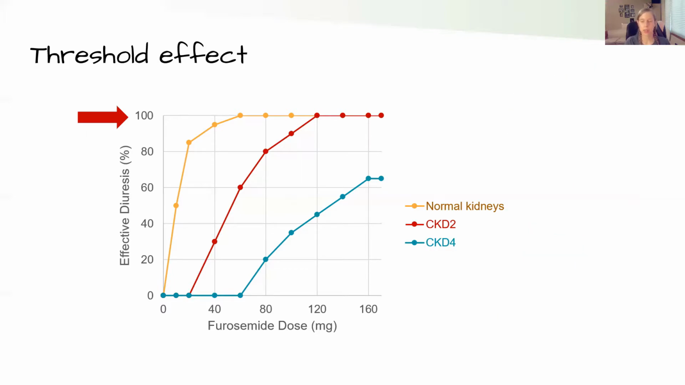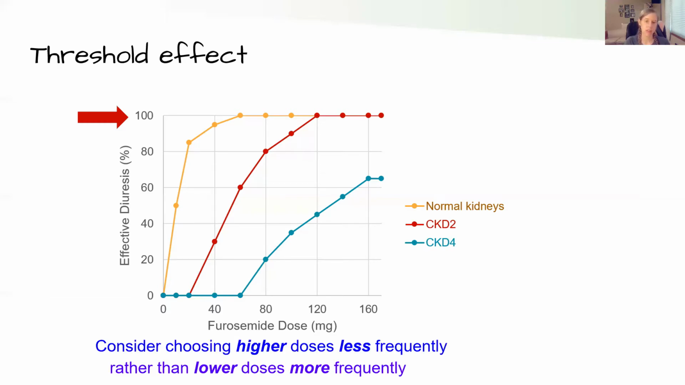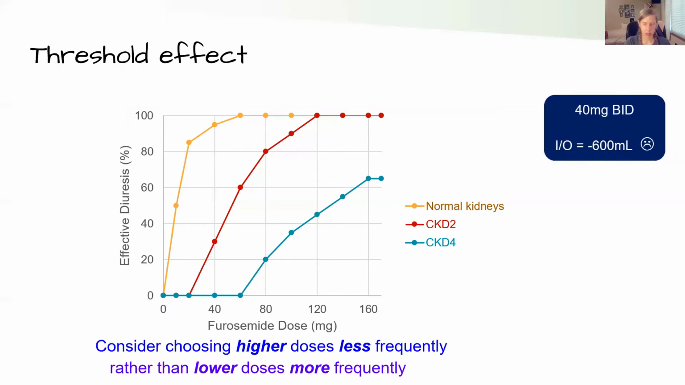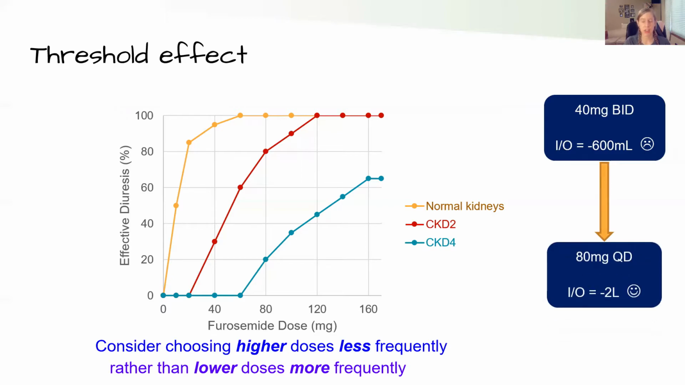It's really important to understand this threshold and ceiling effect of loop diuretics, because when you're adjusting your doses, you want to go for higher doses less frequently as opposed to lower doses more frequently. You can have the same daily dose with dramatically different effects based on these thresholds. For example, if you have a patient on 40 milligrams of furosemide twice a day, you might only get an I/O of -600, which is quite under goal for an inpatient. If, however, you transition that to 80 milligrams once a day, you might get a much better response of -2 liters because you better breach the threshold for that specific patient.